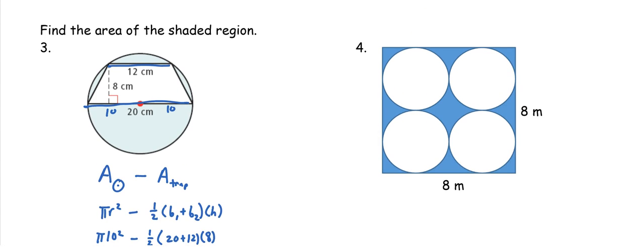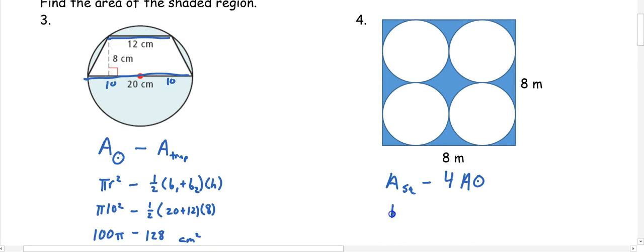So in number 4, we have an 8 by 8 square, and we're going to subtract the area of the circles. Now there's 1, 2, 3, 4 circles that we want to subtract the area of. So we're going to do the area of 4 circles. So remember that the area of a square is base times height. And then we have 4 times the area of a circle, which is pi r squared.